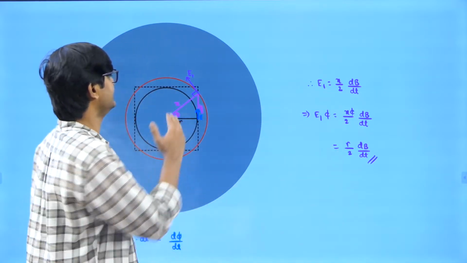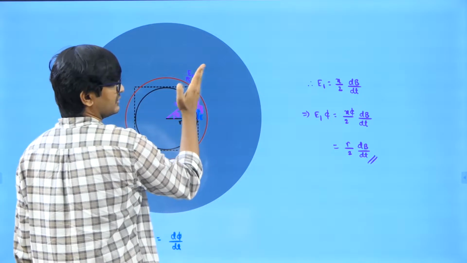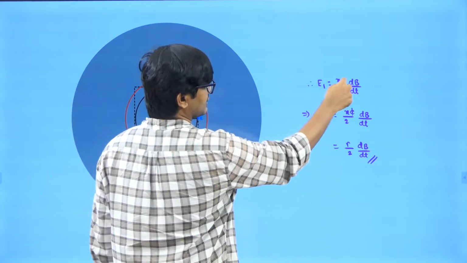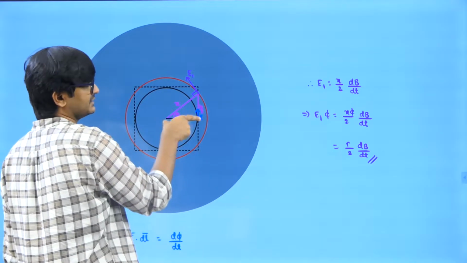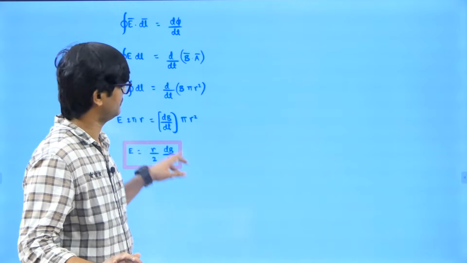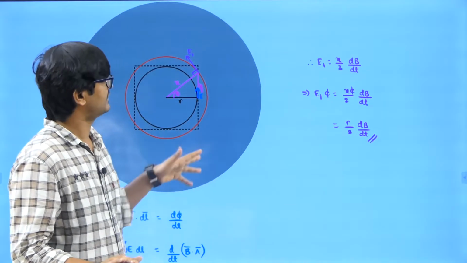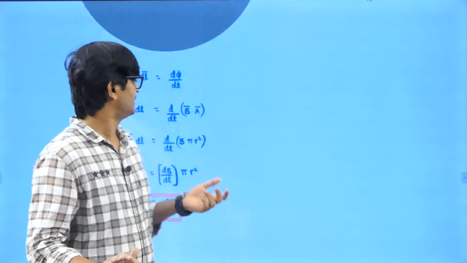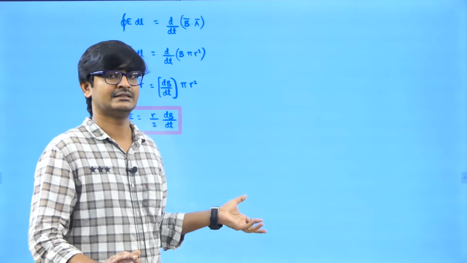But what you need is its component. If this is theta, then this angle is 90 minus theta, this is going to be theta, so E1 cos theta. E1 cos theta is x cos theta by 2 into dB by dt. What is x cos theta from the figure? It is r. R by 2 into dB by dt is nothing but the same thing we got here, which is nothing but the electric field here. Anyway, that doesn't matter much. But you need to be aware of how to find the electric field inside and outside.